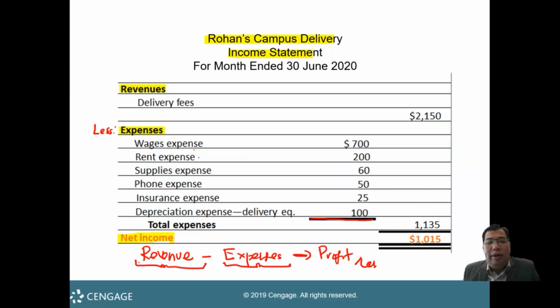Normally the expense will come with the word expense here: wages expense, rent expense, supplies expense. The revenue can be a gain, can be income, depending on the nature of the business. Rental and interest can all be revenue or income for the business.